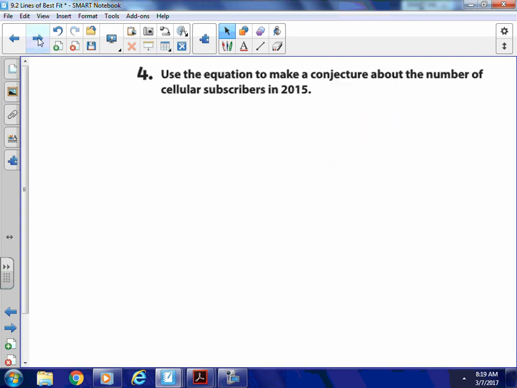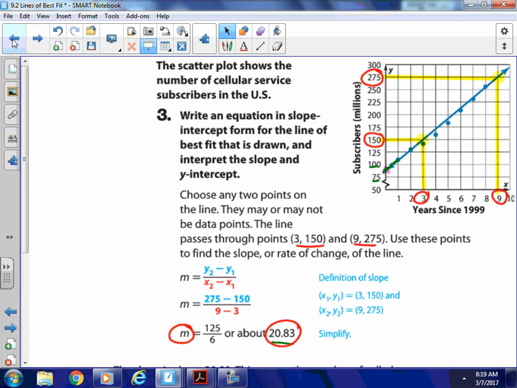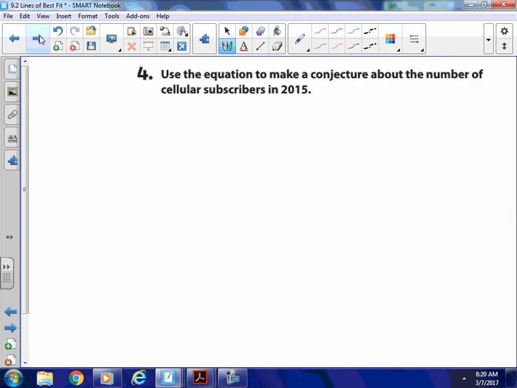Okay, so we're going to use that information for example 4. Use the equation that we just came up with to make a conjecture about the cellular subscribers in 2015. I'm actually going to go back real quick. Remember, this was year 1999, so we've got to do a little bit of math to find out which year we're talking about. So year 2015 is 16 from 1999. The math I did was 2015 minus 1999.